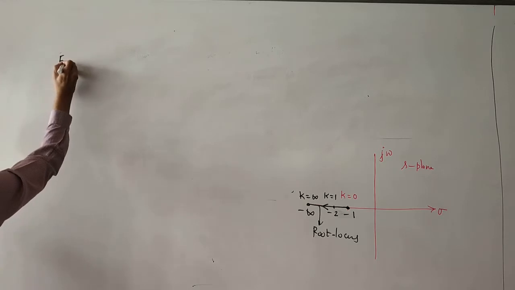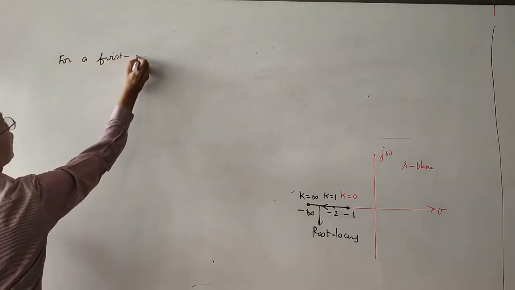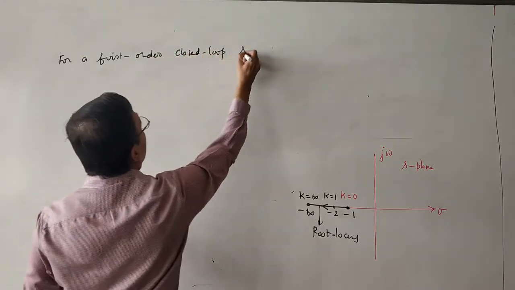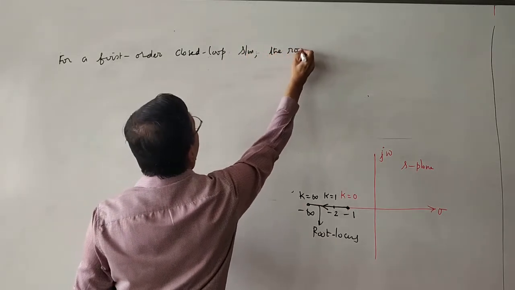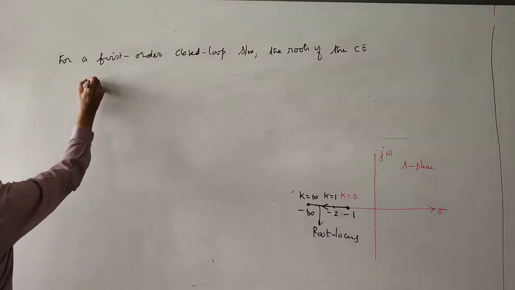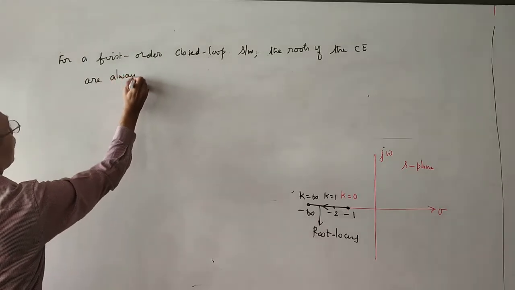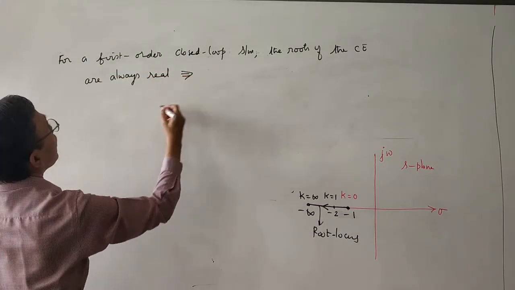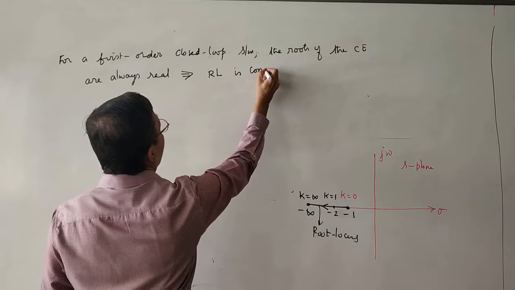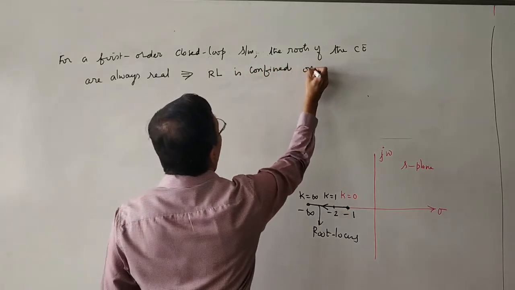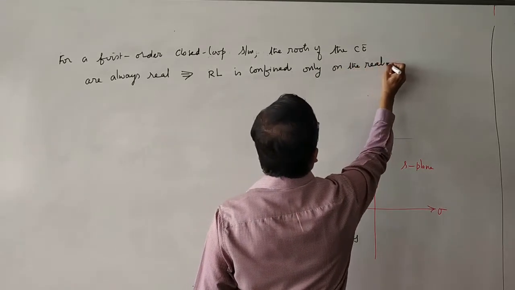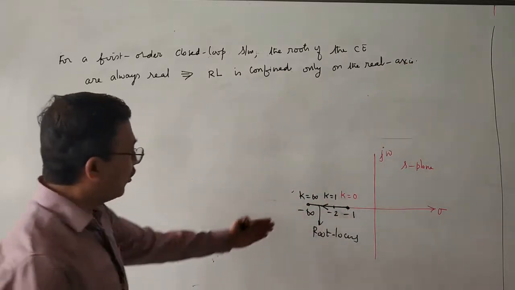For a first order closed loop system, the roots of the characteristic equation are always real, implying root locus, RL being the abbreviation for root locus, is confined only on the real axis. That is the case over here.